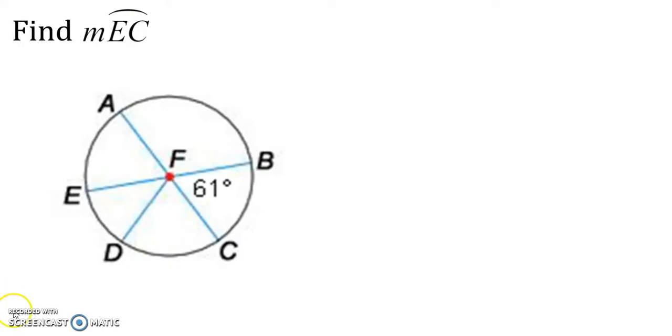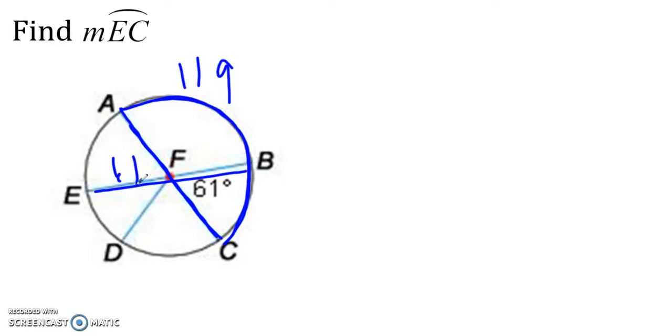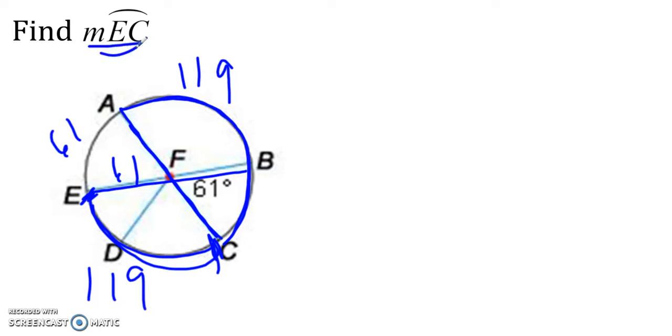And our last problem, go ahead, pause the video, take a second. So this problem kind of leans on the fact, again, that there is a dot. So that tells you that this is a diameter and so is this. So if I take 180 minus 61, I get 119. I know there are vertical angles involved here, so I could put 61 here because they are vertical, which tells me that on this diameter, if this is 61 here, then from here down to here would also have to be 119. So EC in this case, again, being a minor arc because it has two letters, is 119.